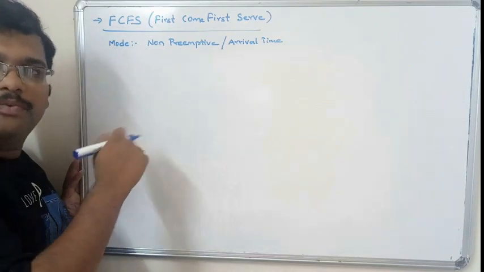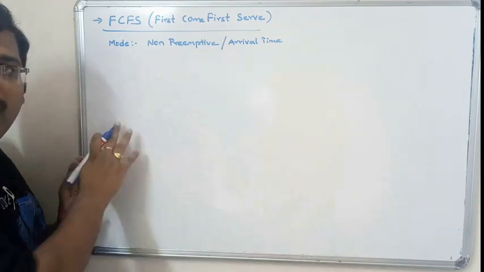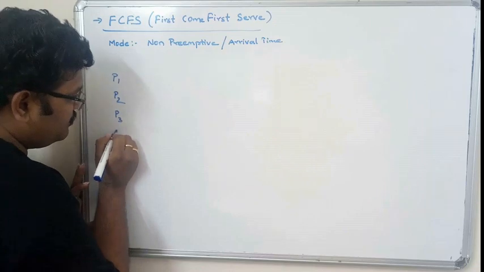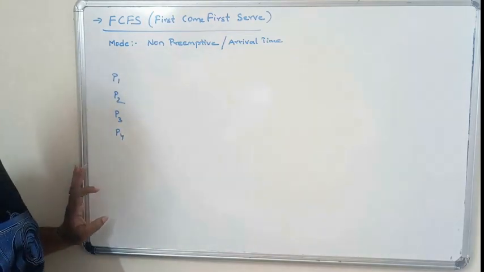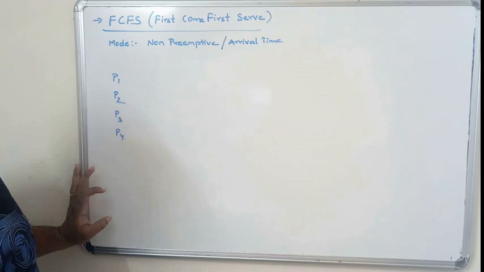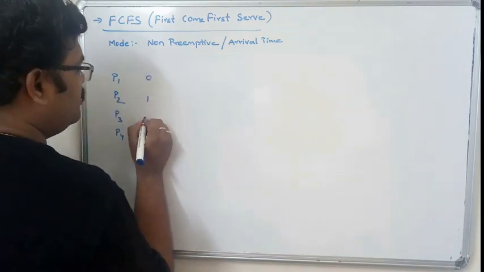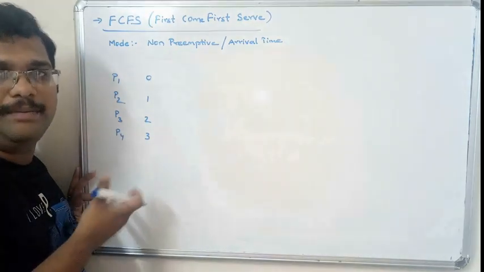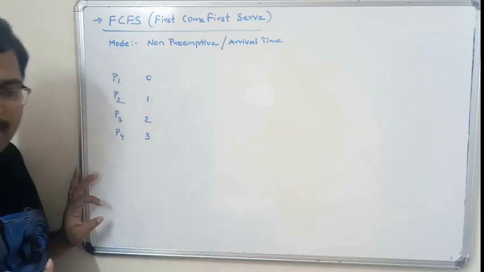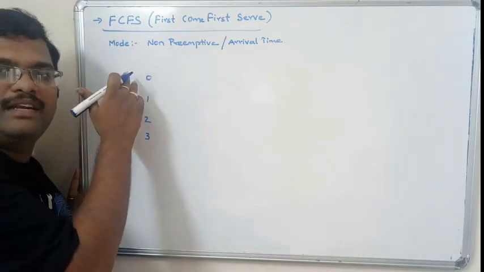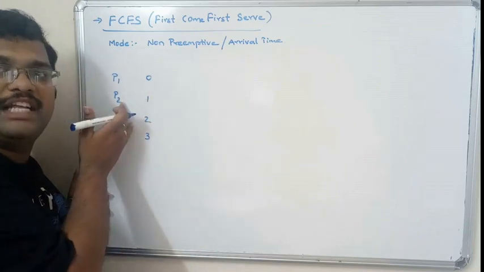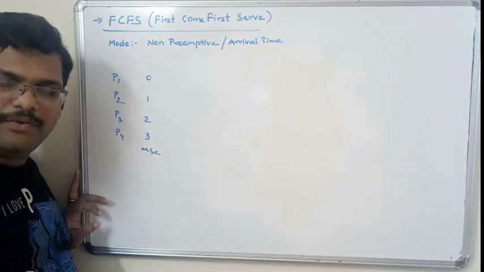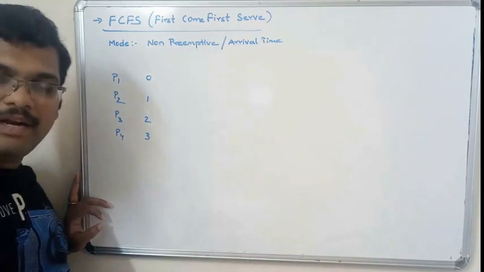Let us take an example so that your doubt will be clarified. Suppose there are four processes with the IDs P1, P2, P3 and P4, and the arrival times are 0, 1, 2, 3. Let us take it as a relative time, not an absolute time. So 0 means this process has entered into the ready state, 1 means the next process has entered into the ready state. Let us take it as milliseconds or seconds or hours, whatever it may be. So it's the arrival time.